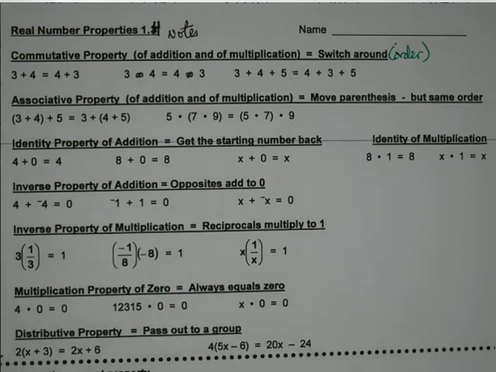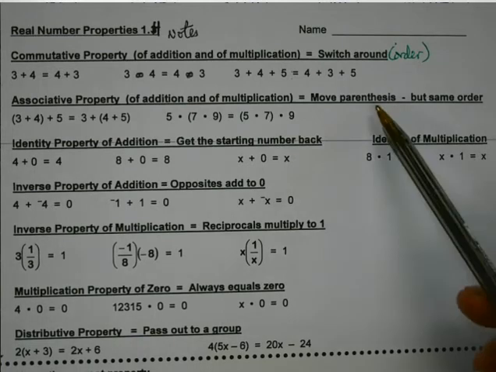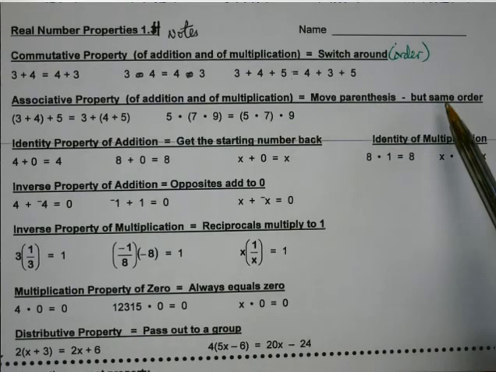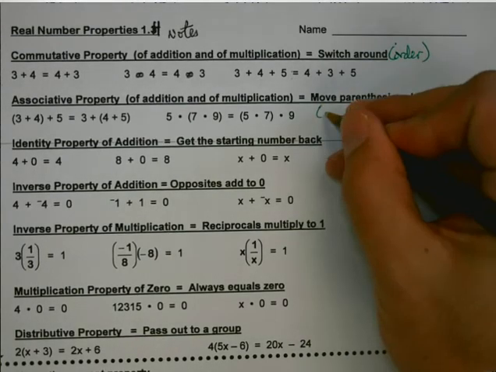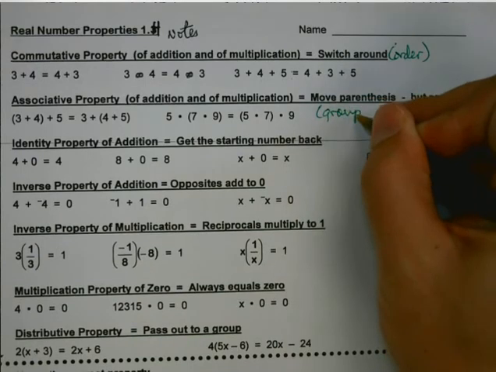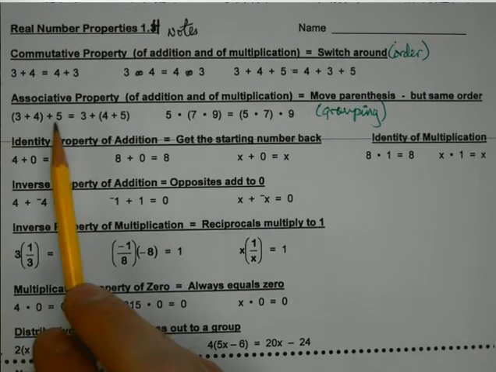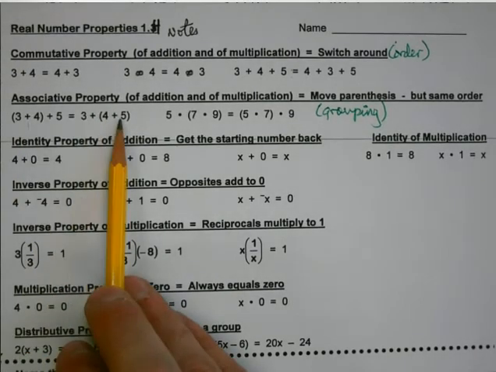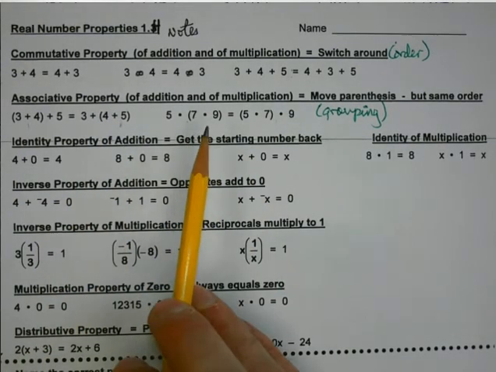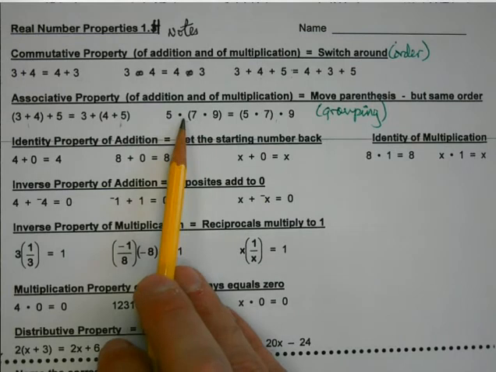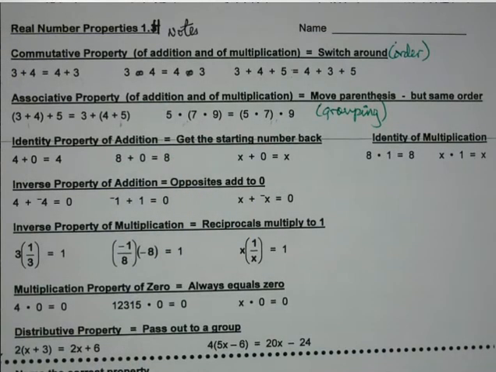Associative property, same type of idea, except the parentheses now are moving. The order doesn't change, but the grouping does. And people tend to get these two mixed up. So here's what I tend to look at. Again, same terms, same order, just move the parentheses. Okay, I get the same answer either way too. Same terms, same order, move the parentheses.